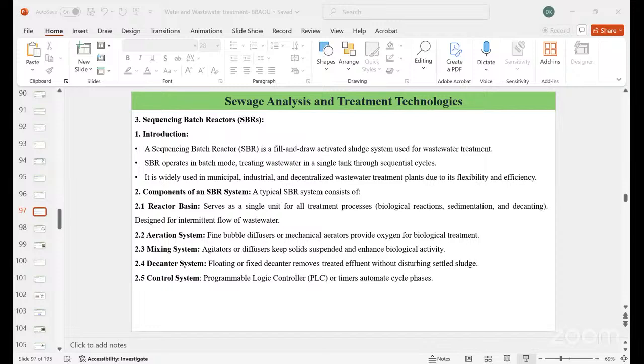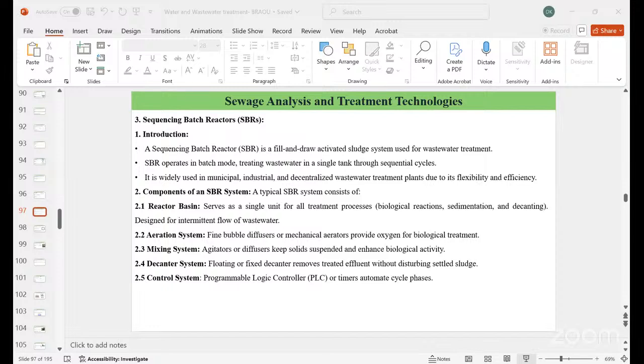And these trickling filters are mainly suitable for domestic and some industrial wastewater treatment purposes, and they are often used in small and medium-sized communities. And as we see, these trickling filters are mainly used in industries.